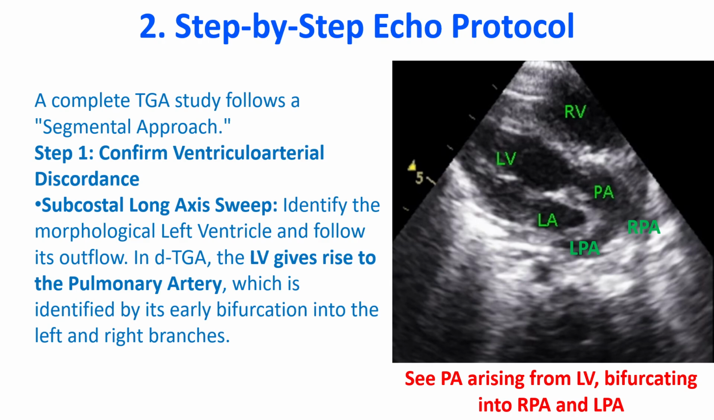In DTGA, the LV gives rise to the pulmonary artery, which is identified by its early bifurcation into left and right branches, that is RPA and LPA. In case of aorta, it will arch and give rise to multiple branches.